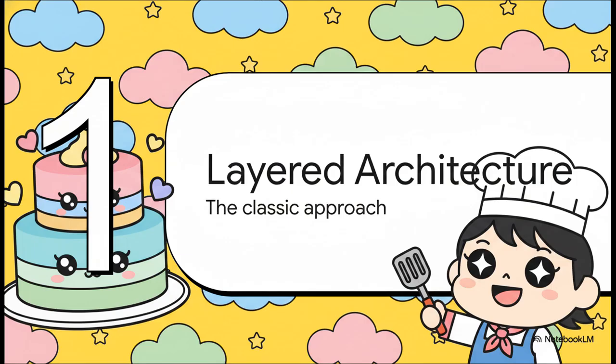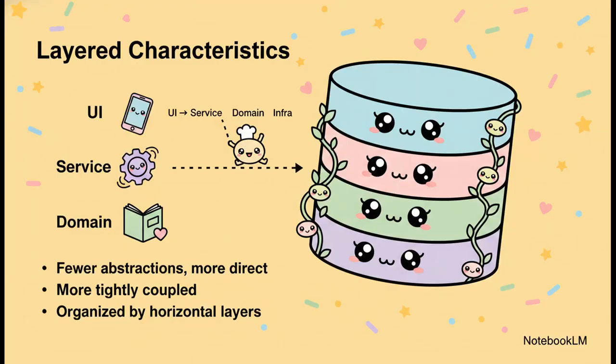The best way to think about it is like a layer cake. It's really intuitive, super straightforward, and it's been a dependable standard for years. So let's slice into it. So what makes layered architecture tick? Its defining feature is that it's organized into these horizontal slices. You'll almost always have a UI layer, a service or business logic layer, a domain layer, and an infrastructure layer. Information flows in a straight line, right down through the cake. This makes it really direct, with fewer abstractions to worry about. The trade-off, though, is that the layers can get pretty tightly coupled to each other.